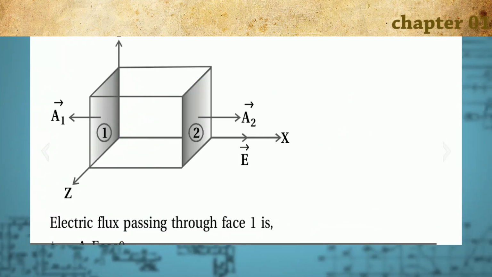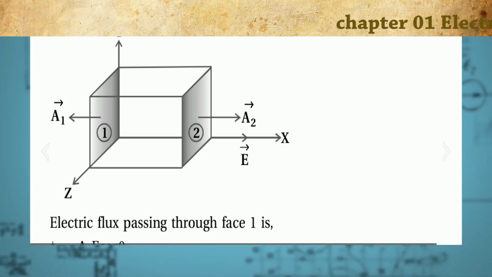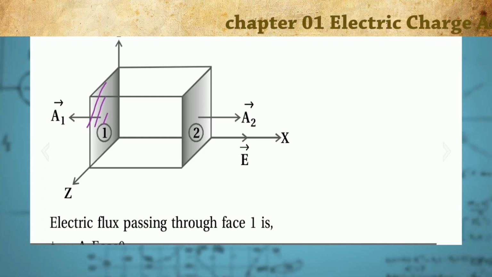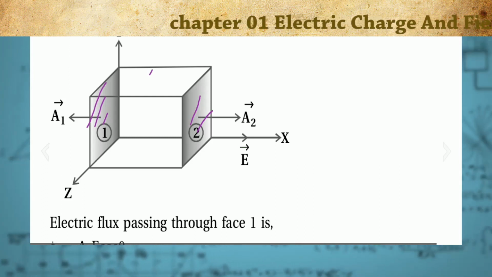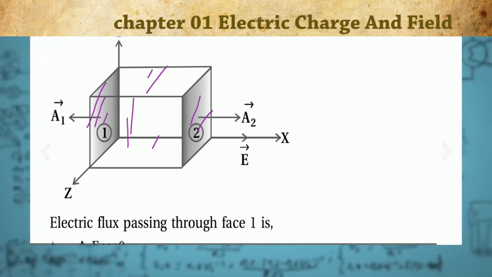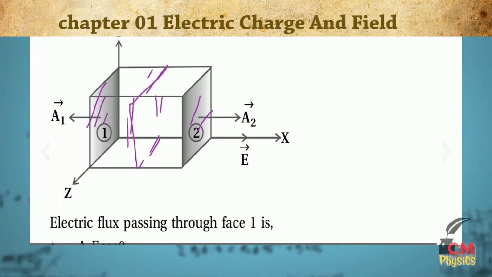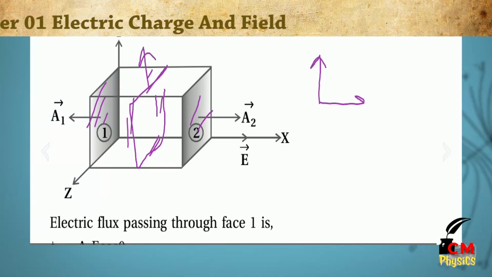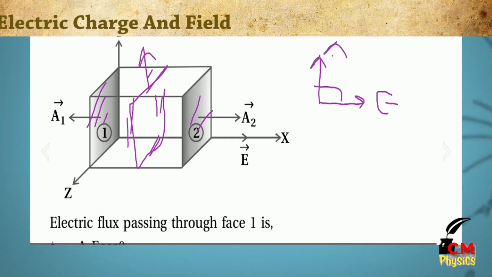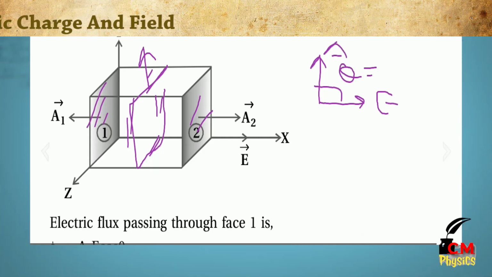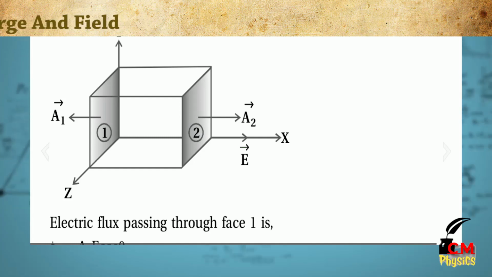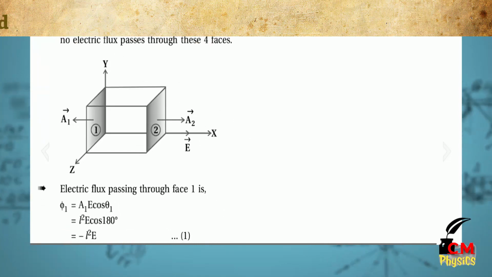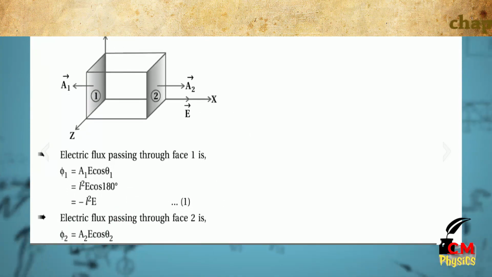Out of the total 6 faces, we have flux only for two faces, face 1 and face 2. The upper face, front face, bottom and backside face, 4 faces have the area vector perpendicular to the field. Therefore theta is 90 and cos 90 is 0. That means we are calculating flux only for two faces, face 1 and face 2.